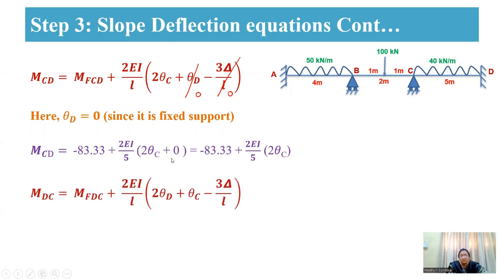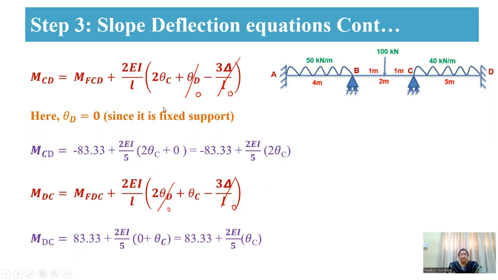Similarly for MDC also, the equation is like this. Here also theta D will be equal to 0, and delta will be equal to 0. By simplifying this equation, you're going to get the MDC value to be like this. So this is another equation. These all are the equations with the values that we know, which we substituted in the slope deflection equation. So this is your step 3.